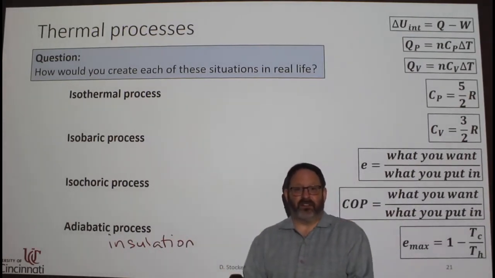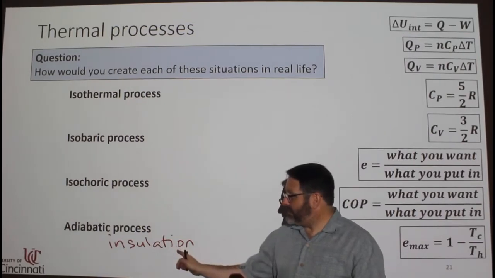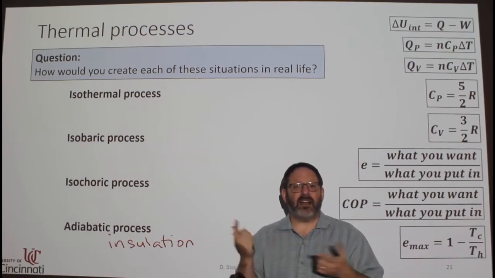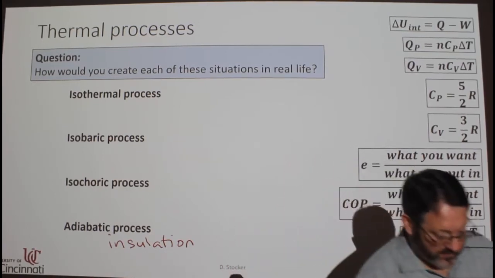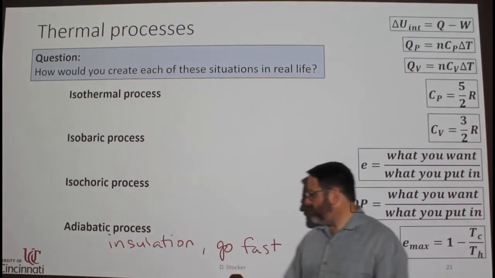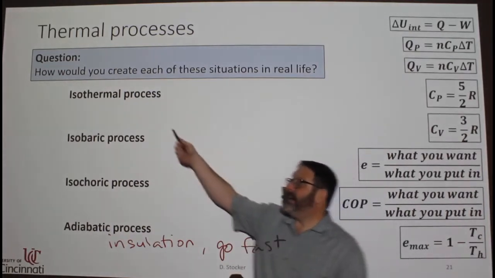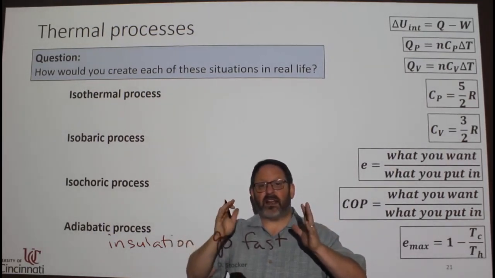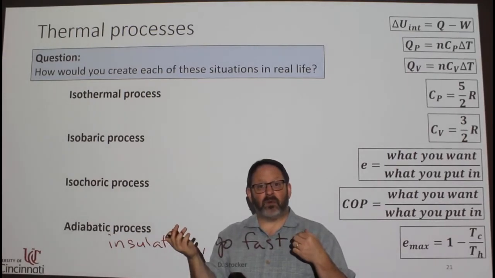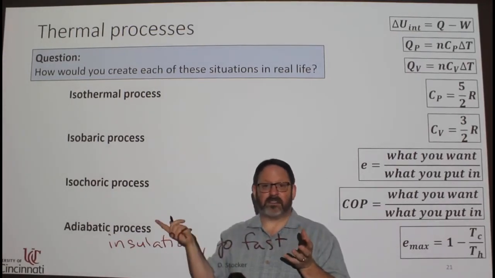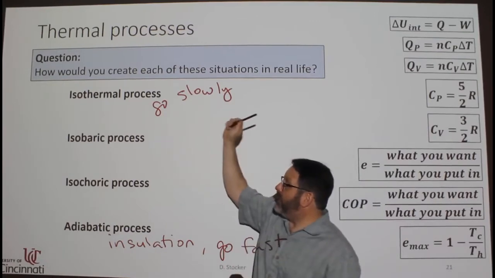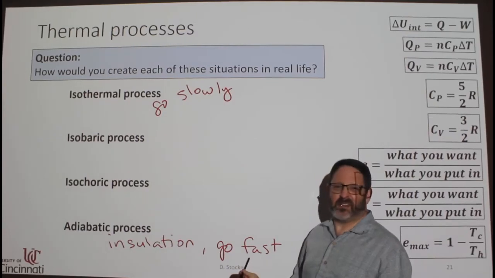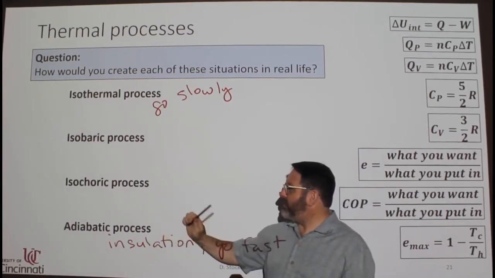Put insulation around the container that you're using. So insulation would work. Also, if you just go really fast, then there's no time for the heat to exchange with the outside world. So you can either insulate or you can go fast. Isothermal process, if I do something very slowly, then there's plenty of time for thermal equilibrium to occur between what's inside my container and what's outside. So if I go slowly, that could be an isothermal process. Go quickly, probably should have said quickly instead of fast, that's an adiabatic process.